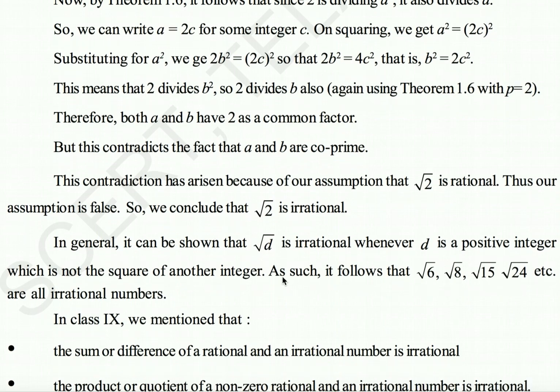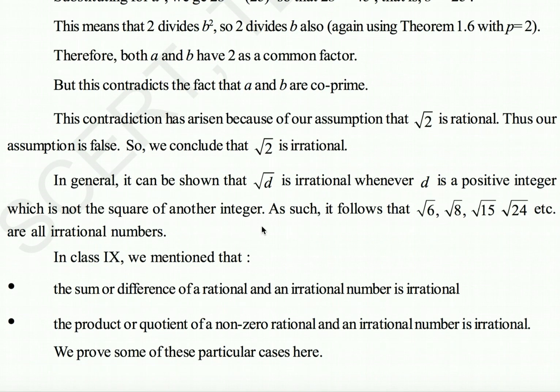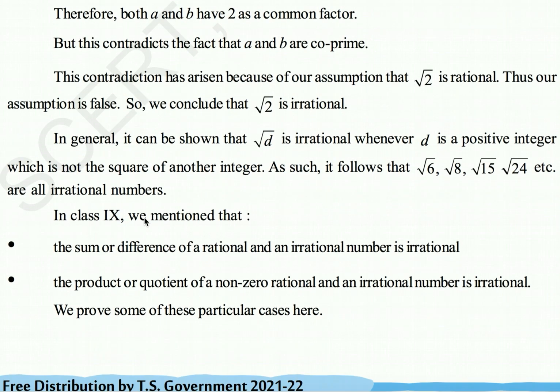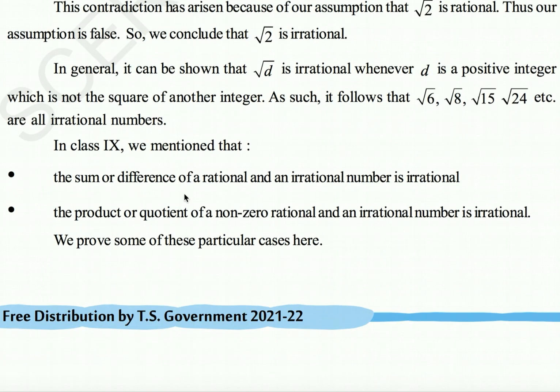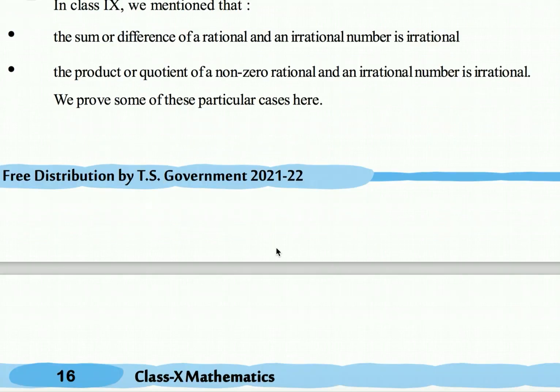In general, it can be shown that root d is an irrational number whenever d is a positive integer which is not the square of another integer. As such, it follows that root 6, root 8, root 15, root 24 are all irrational numbers. In class 9th, we mentioned that the sum or difference of a rational and an irrational number is irrational. The product or quotient of a non-zero rational and an irrational number is irrational. We prove some of these particular cases here.